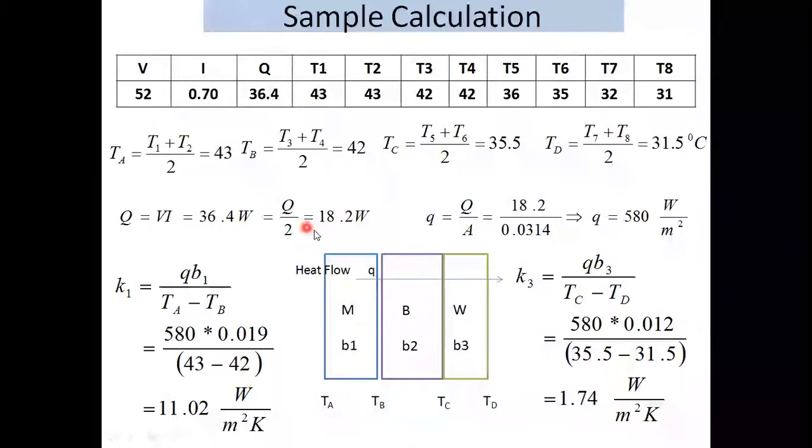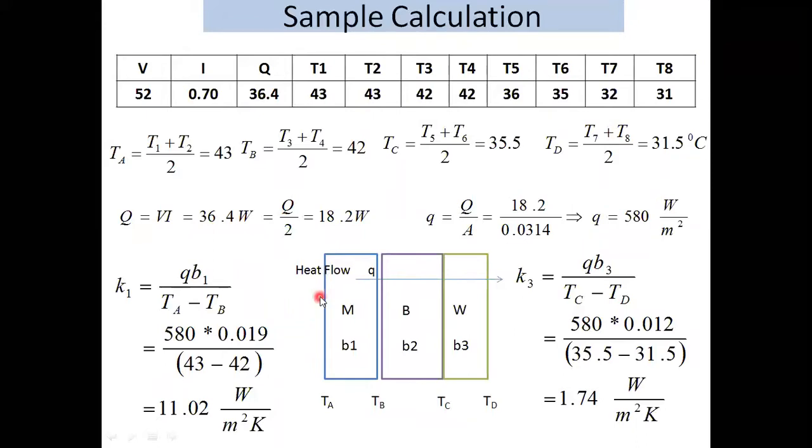Now for Q we have to consider half of the Q, because half of the Q will flow in the upward direction and half will flow in the downward direction. So whatever the total heat we supply, we have to divide it by 2. So 18.2 is the amount of heat that will flow through this composite wall. So this Q we will consider as 18.2 now, and this is for the heat flux.